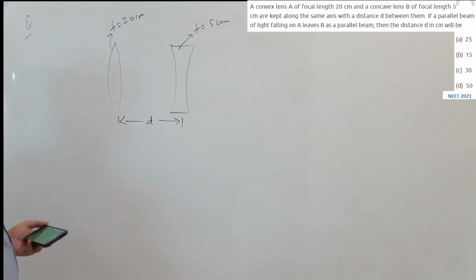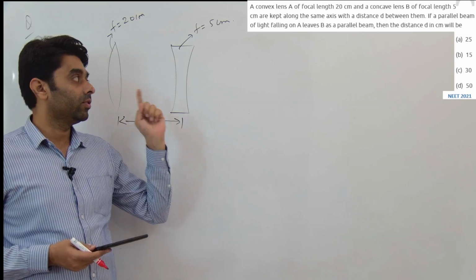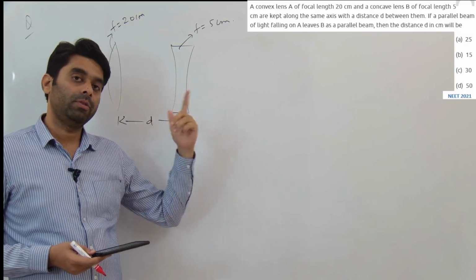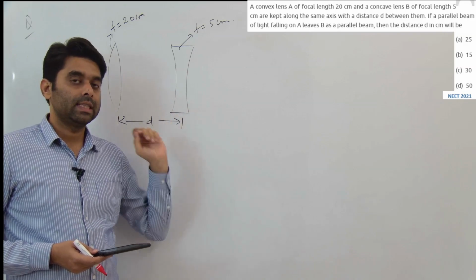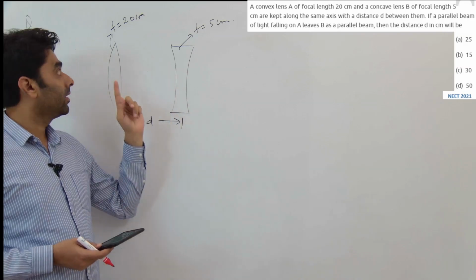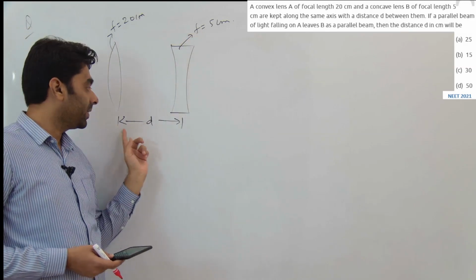So the question that is given to us is again a combination question. This is a combination of lens and lens. The previous question we did was a combination of lens and mirror. Now this is lens and lens. What do we have? Two lenses are there, a convex lens and a concave lens, with focal lengths of 20 centimeter and 5 centimeters, separated by a distance of d.